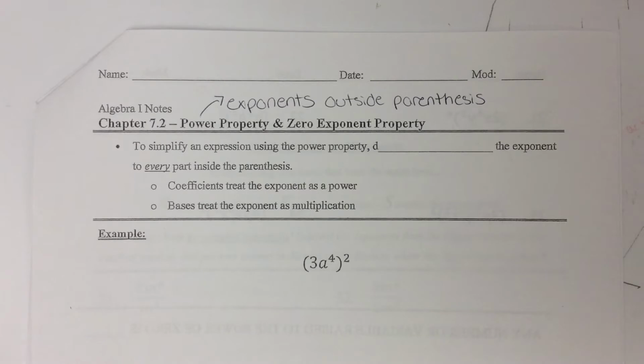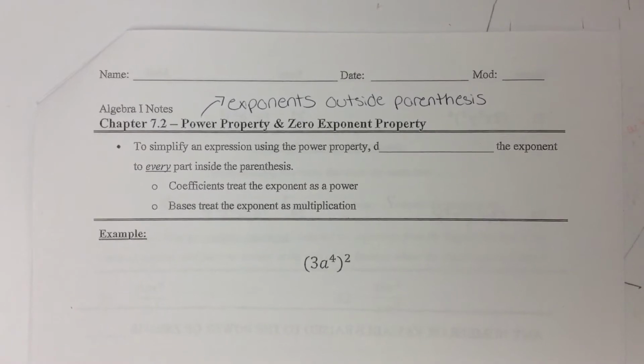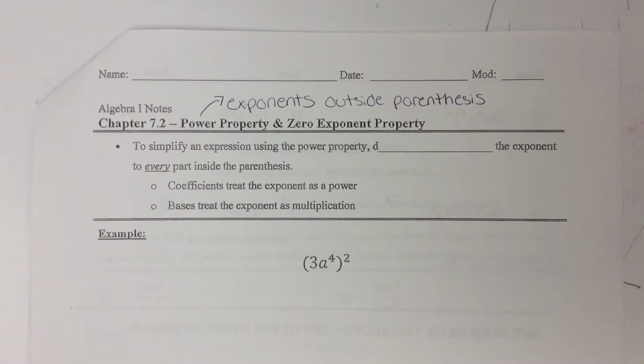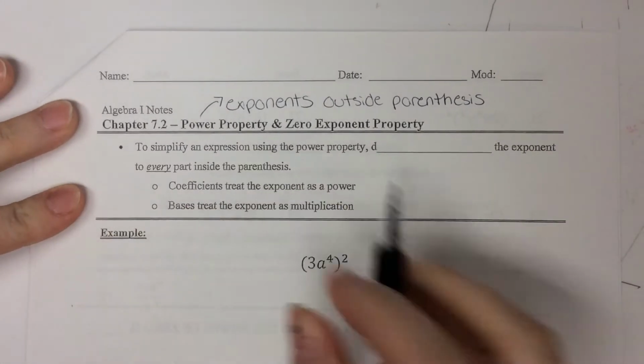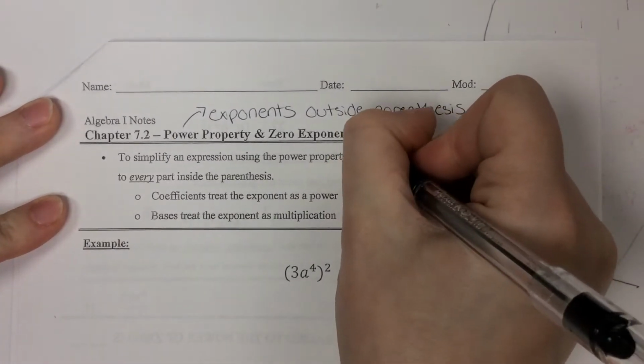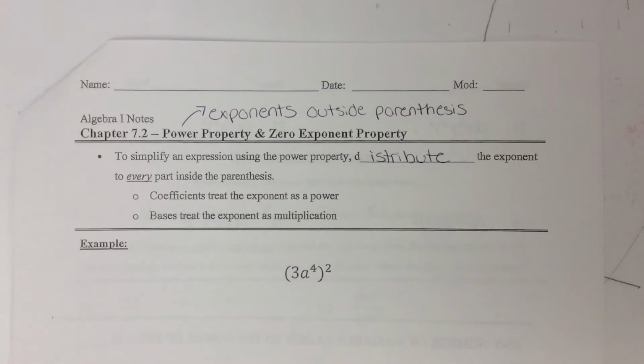And we know what the parts are. We were looking at them in 7.1. Remember, we have the coefficient, and then we have the base with the exponent. So every part is going to receive the exponent that's on the outside of the parentheses, but in a little bit of a different way, and I'll tell you what I mean by that. So first, let's fill in our blanks here. To simplify an expression using the power property, we need to distribute that exponent inside.